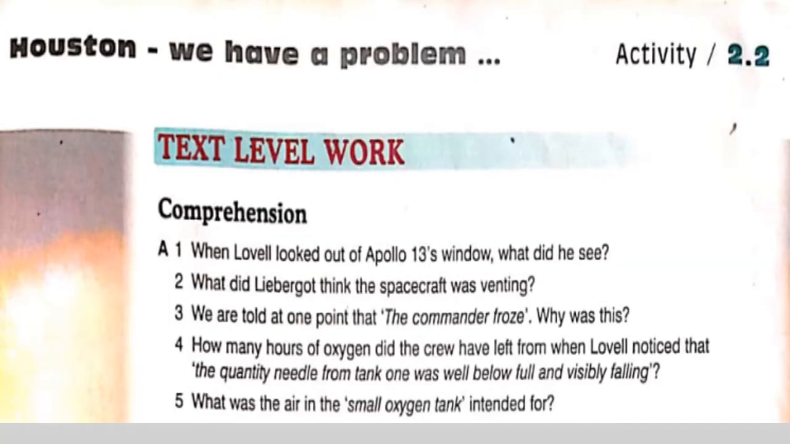First we'll look at the questions, A-type questions 1 to 5. Text level work. Question 1. When Lovell looked out of Apollo 13's window, what did he see? Question number 2. What did Liebergott think the spacecraft was venting? Number 3. We are told at one point that the commander froze. Why was this?